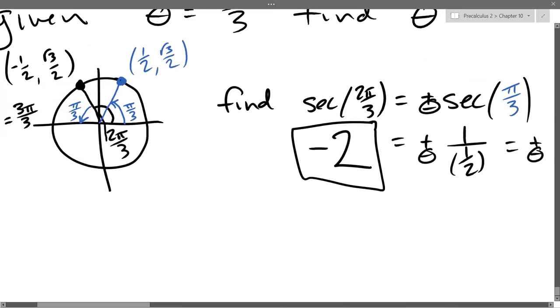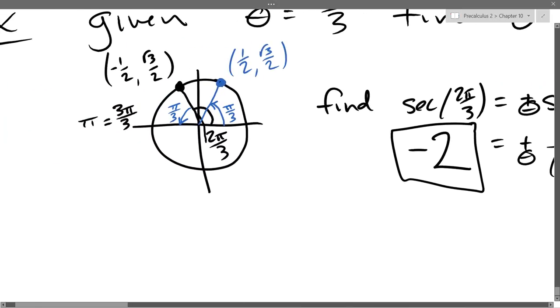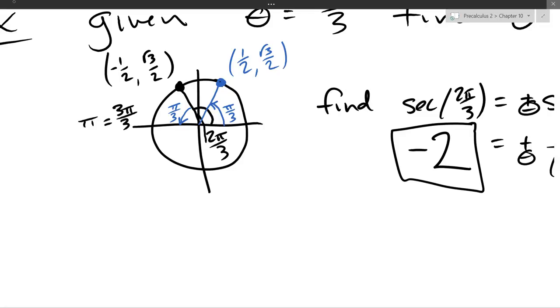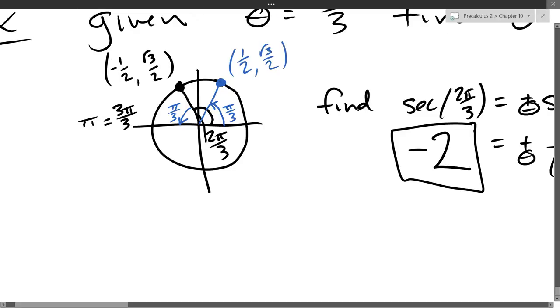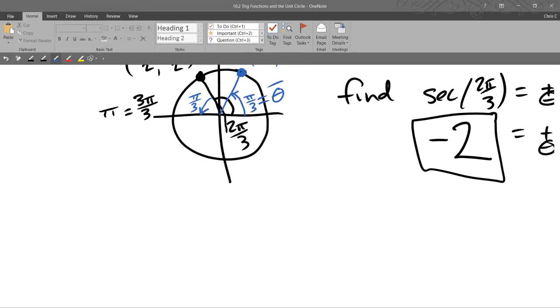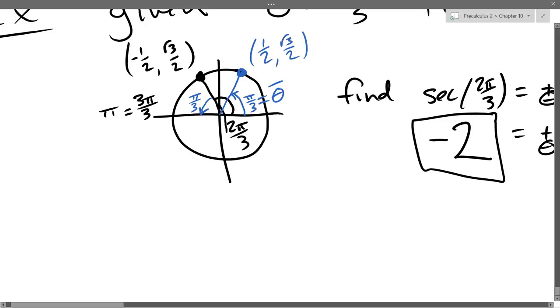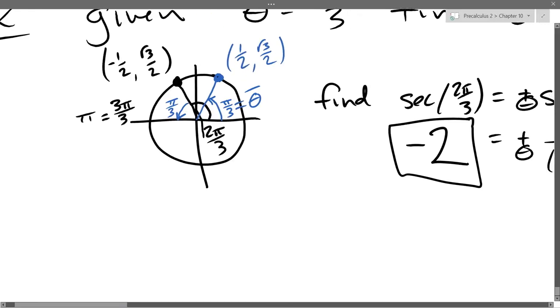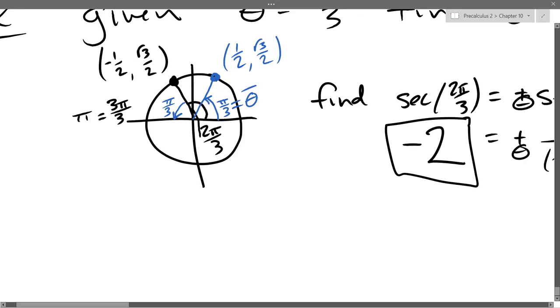All right, so that is our reference angle example in quadrant 2. I should probably label that pi over 3 is our reference angle. It is theta bar. So theta bar is pi over 3. Now on the quiz, I will also ask not just for secant of 2 pi over 3, but what is the reference angle as well. So I want to know what is the shortest angle back to the x-axis.